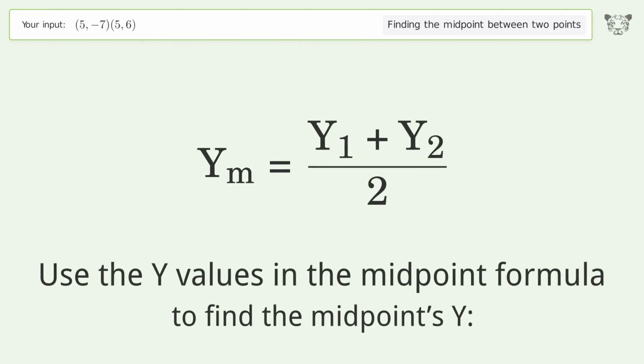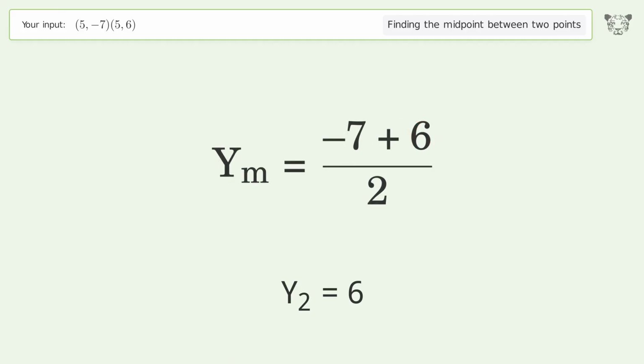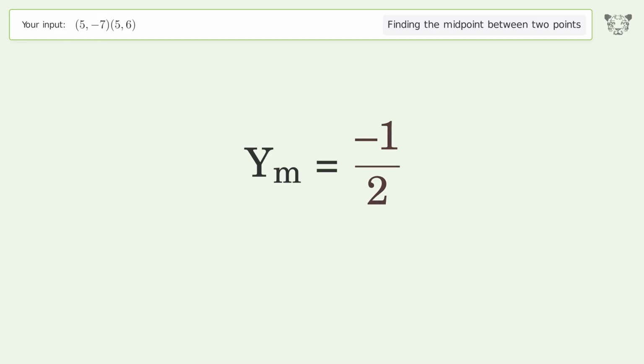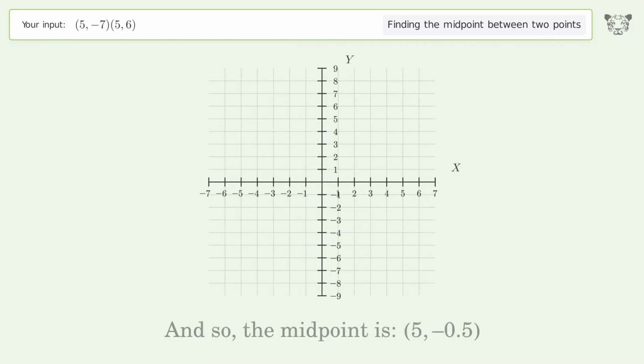Use the y values in the midpoint formula to find the midpoint's y. y1 equals negative 7. y2 equals 6. Simplify the arithmetic. And so, the midpoint is 5, negative 0.5.